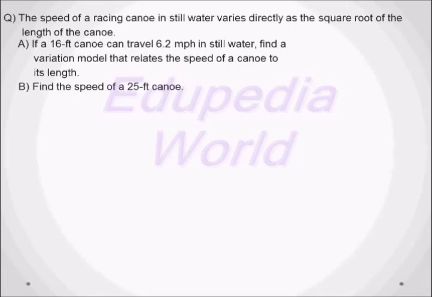Let us do a practical example. The speed of a racing canoe in still water varies directly as the square root of its length. If a 16 feet canoe can travel 6.2 meters per hour in still water, find a variation model that relates the speed of a canoe to its length, and also find the speed of a 25 feet canoe. So let's have the solutions.